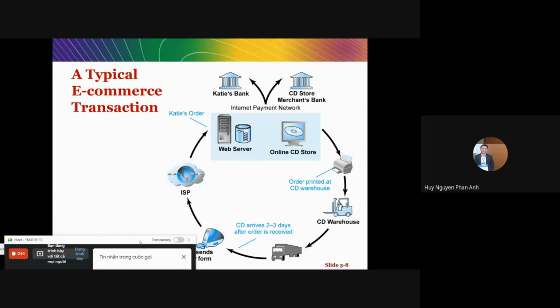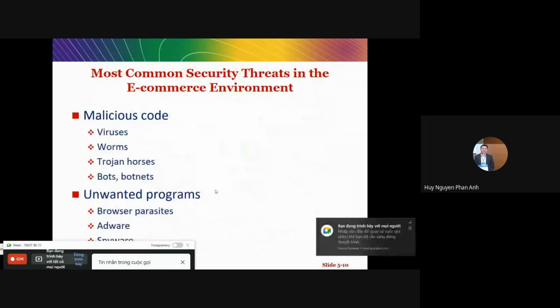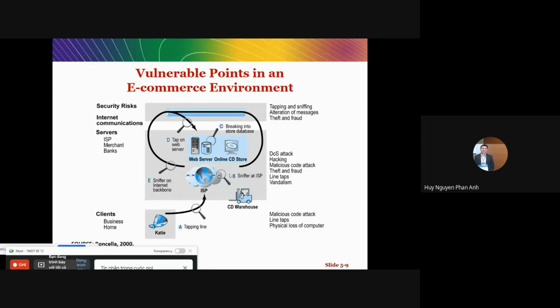Okay, and then between KD's bank and the CD store, they will make the transaction online. So the question is, where are the vulnerable points in the e-commerce environment? Okay, so you can see here, you see the little letter over here. Maybe they can tap into the line over here.